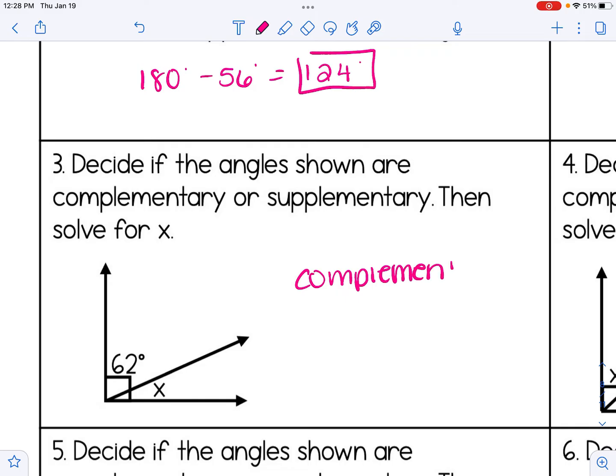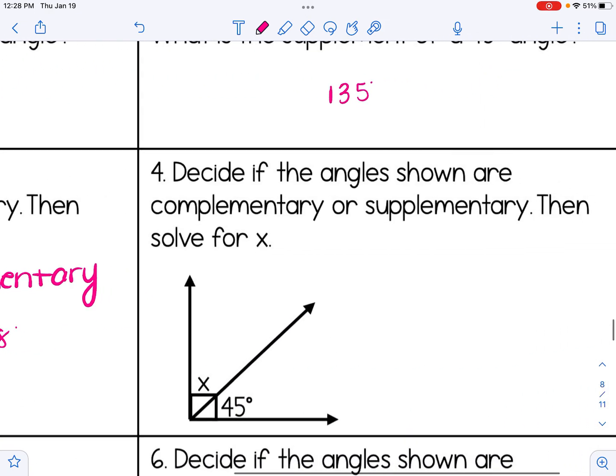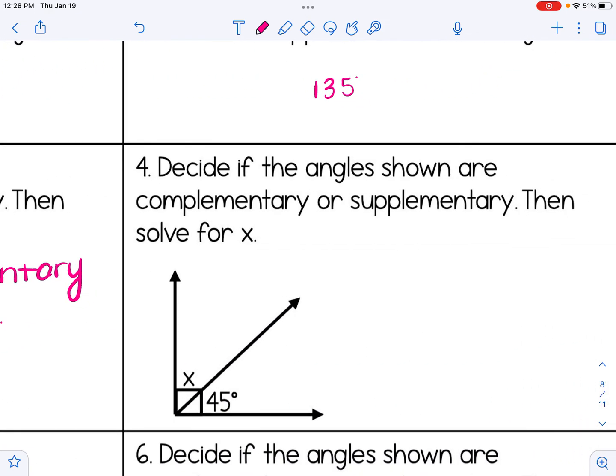And now using that information, I'm going to subtract 62 from 90, and x is 28 degrees. Over on number 4, very similar diagram, except this angle, the right angle, has actually been bisected here because yes, we have complementary again, but when I solve for x, I get 45 degrees. That's how I know the right angle has been bisected, because it was split into 2 equal parts.